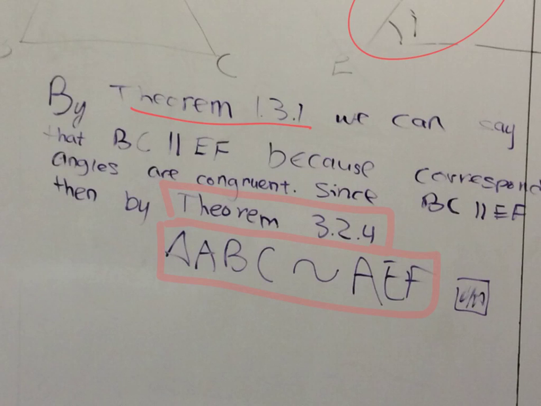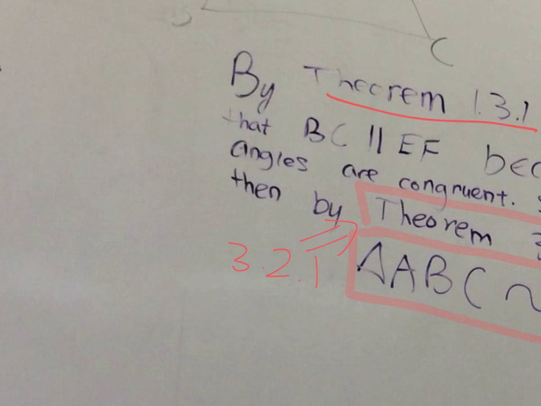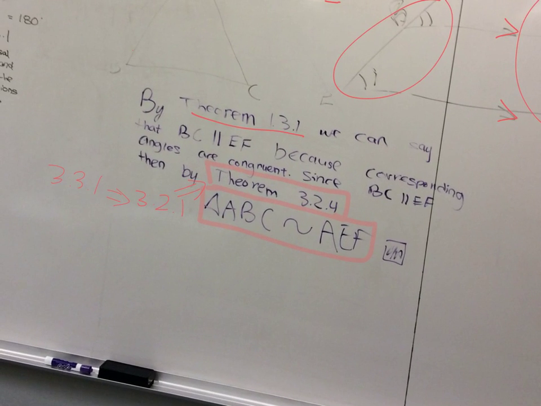And of course the problem with that whole thing is that the proof of theorem 3.2.4 relied upon the result of lemma 3.2.1, but we used 3.3.1 itself to prove 3.2.1. And that's a problem because we can't use a theorem to prove itself. That's circular reasoning.